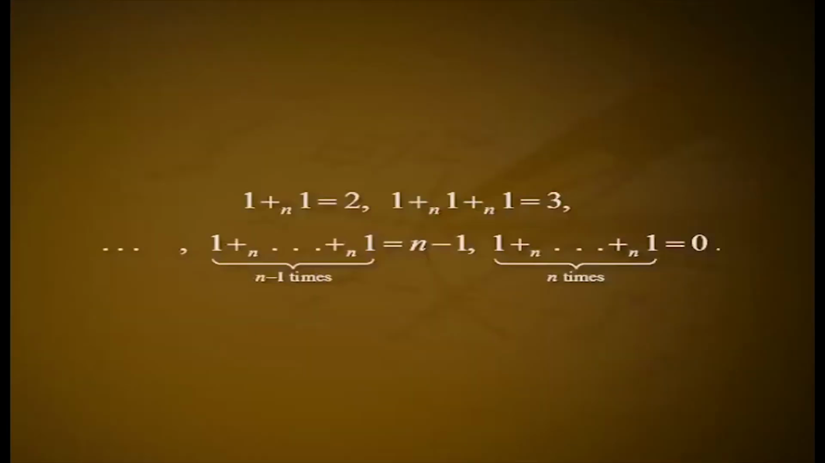Also note that 1 belongs to set n, and 1 addition modulo n 1 is equal to 2, 1 addition modulo n 1 addition modulo n 1 is equal to 3, etc. 1 addition modulo n 1, n minus 1 times, is equal to n minus 1. 1 addition modulo n 1, n times, is equal to 0. Therefore, 1 is a generator of set n, and hence set n is a cyclic group of order n.